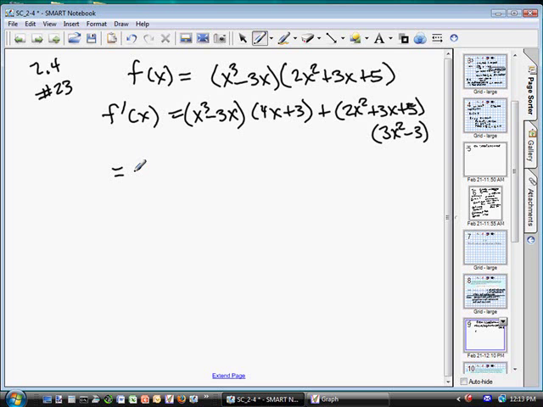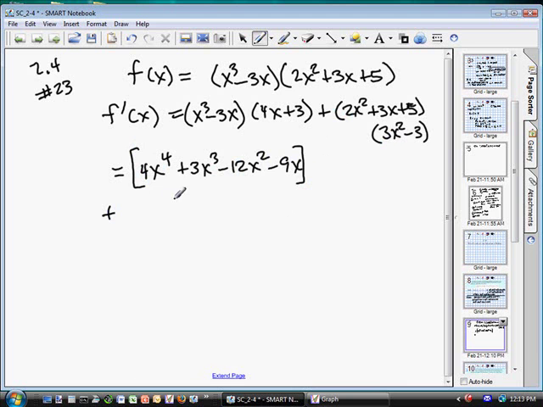But anyway, let's multiply. What's x cubed times 4x? X cubed times 3. Negative 3x times positive 4x. And negative 3x times 3. Okay, look right. So I'm just going to do this for convenience. There's kind of the answer to the first product. Okay, what's the second product?